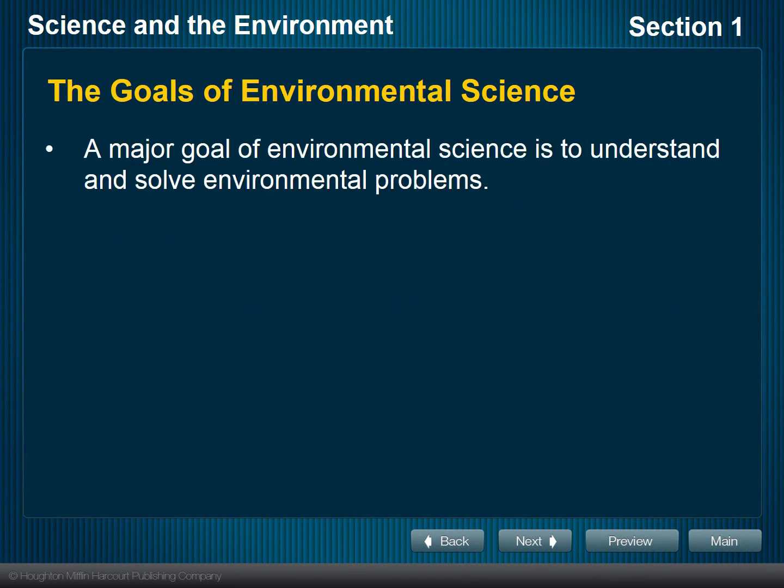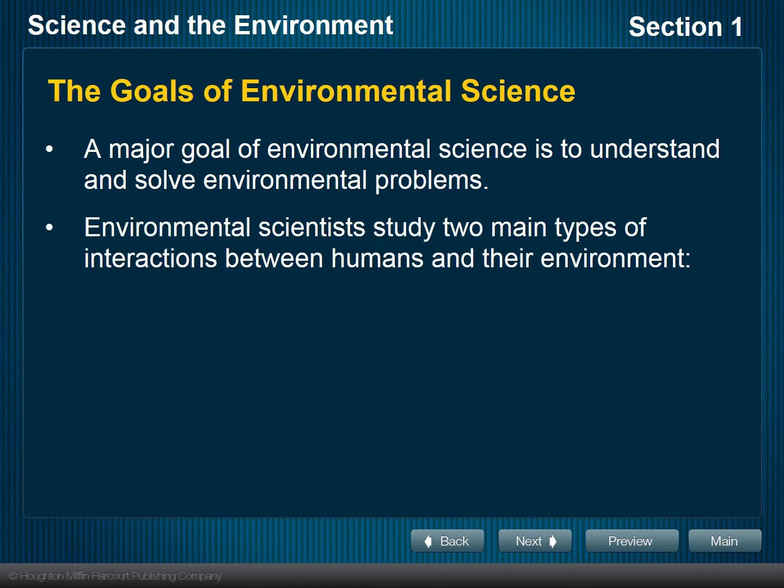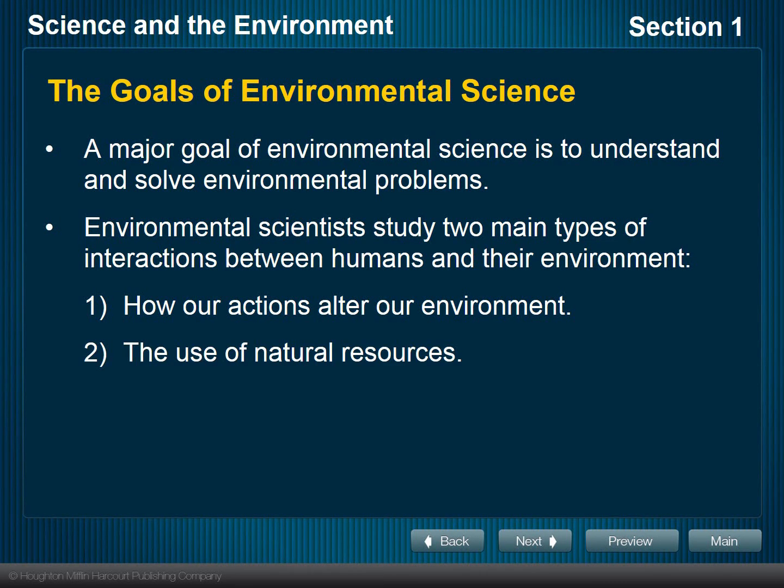A major goal of environmental science is to understand and solve environmental problems. To accomplish this goal, environmental scientists study 2 main types of interactions between humans and their environment. One of the interactions is how our actions alter the environment. The second is the use of natural resources.